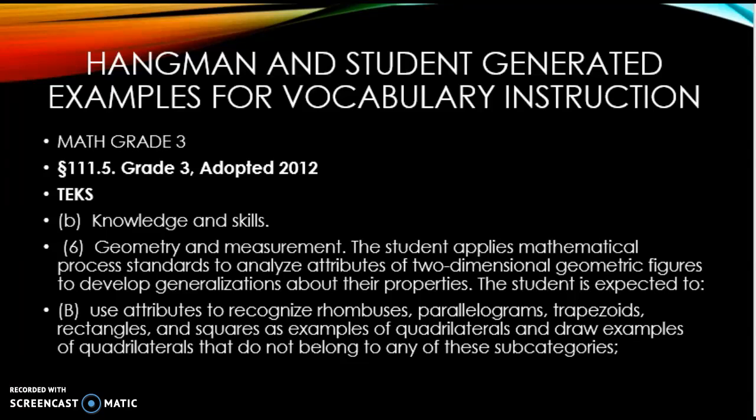The TEKS here state that the student will use attributes to recognize rhombuses, parallelograms, trapezoids, rectangles, and squares as examples of quadrilaterals and draw examples of quadrilaterals that do not belong to any of these subcategories.